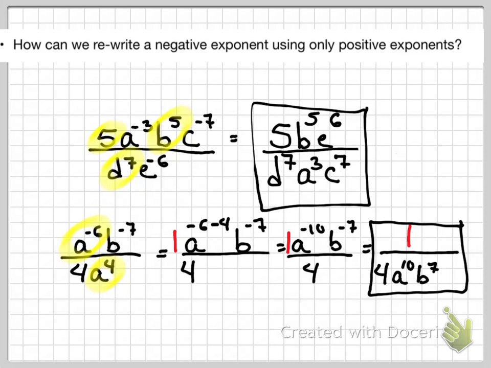So hopefully after watching this video, you can answer those 4 questions. What is a negative exponent? How can we rewrite negative exponents using only positive exponents? Why do negative exponents exist? And do negative exponents ever result in negative numbers?